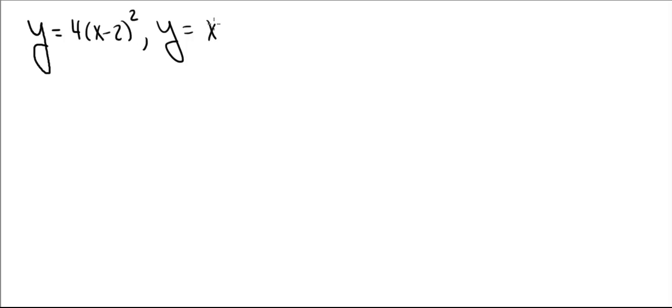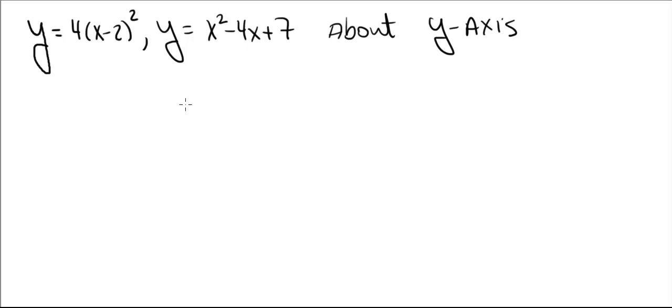We're going to find the volume of the solid of revolution obtained by the graphs of the parabola y equal to 4 times (x minus 2) squared, and the parabola y equal to x squared minus 4x plus 7, about the y-axis. First thing we have to do is graph both of these parabolas. So I'm going to divide the screen in two.